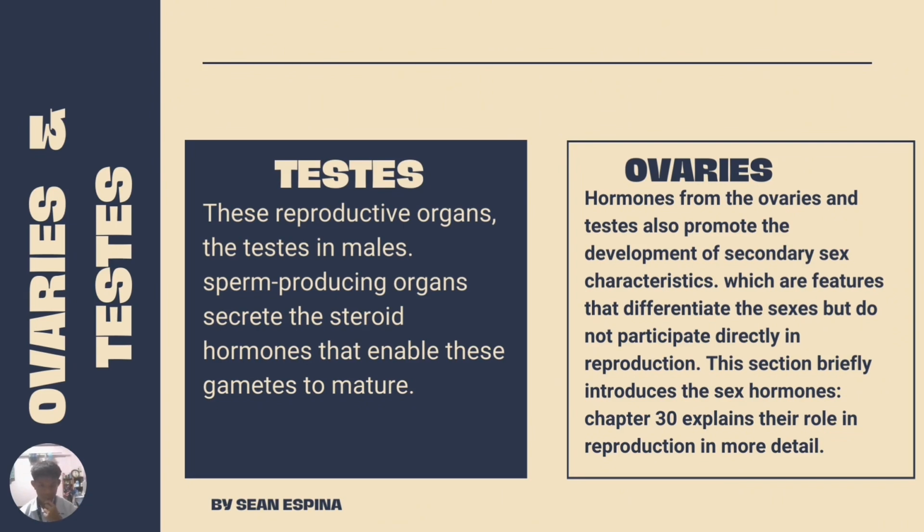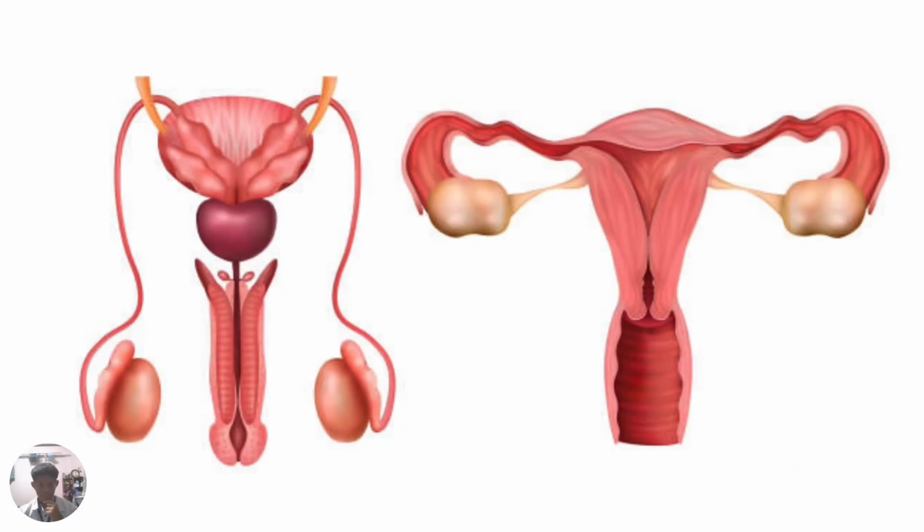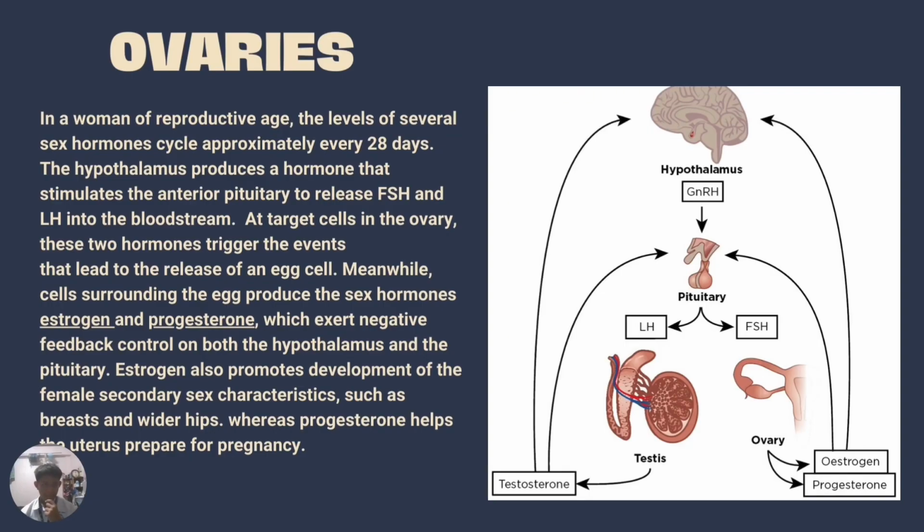This section briefly introduces the sex hormones. Chapter 30 explains their role in reproduction in more detail. So ovaries are basically just releasing hormones for women. So ovaries, how do they work? In a woman of reproductive age, the levels of several sex hormones cycle approximately every 28 days. The hypothalamus produces a hormone that stimulates the anterior pituitary, which releases FSH and LH into the bloodstream. At target cells in the ovary, these two hormones trigger the events that lead to the release of an egg cell.